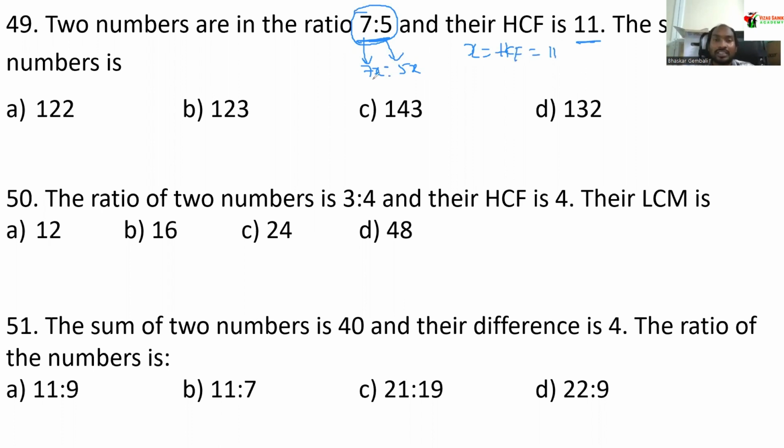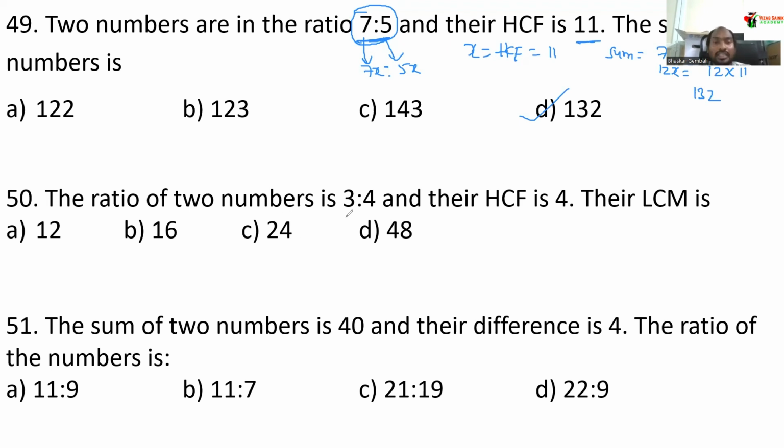Whenever you see a ratio, one is 7x and the other is 5x. The HCF is the highest number common to all the numbers. What is common in both is x, so x is the HCF, that is 11. But the question asks for the sum of the two numbers. The sum is 7x plus 5x, which is 12x. So 12 into each part, 11. We already know the x value is 11. So 12 into 11 is 132. Option D is 132, not B. Let's look at a similar kind of question.